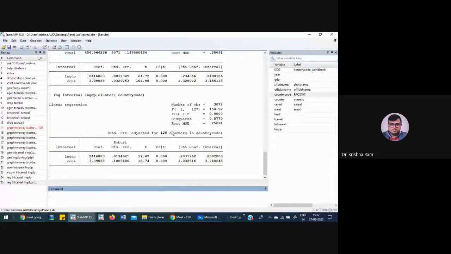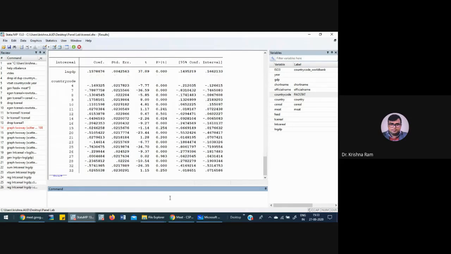So this one is for the full regression model. Second, after running a full regression model, we are going to run a fixed effect least square dummy variable regression model. And for running a fixed effect least square dummy variable model, we require to use cross-sectional dummy in our regression model. And cross-section is country ID. So I am putting country ID there, country code.